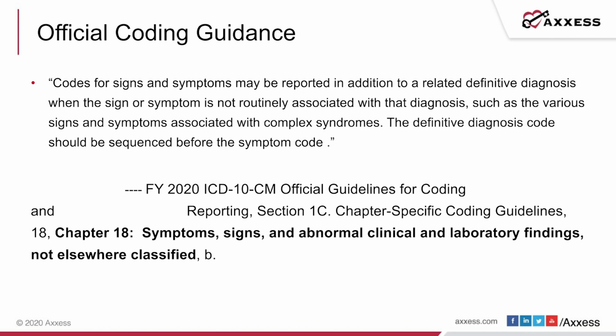All right, codes for signs and symptoms may be reported in addition to a related definitive diagnosis when the sign or symptom is not routinely associated with that diagnosis, such as the various signs and symptoms associated with complex syndromes. The definitive diagnosis code should be sequenced before the symptom code. And this is just stated in a different way. This rule comes from the actual Chapter 18, Symptoms, Signs and Abnormal Clinical and Laboratory Findings Not Elsewhere Classified. So we see in the chapter guidance as well that it's telling us we shouldn't use those codes as primary.